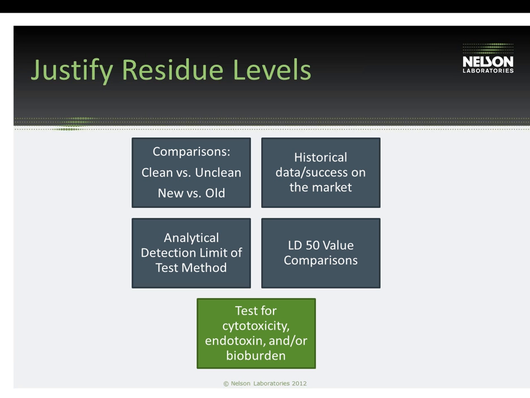Next, as a tool to help justify the residue levels, we often see people use LD50 value comparisons. Again, with that list of potential contaminants, they maybe take their worst case or lowest LD50 value, LD50 meaning the lethal dose to kill 50% of the population with that contaminant. And this data is often found on the MSDS sheet of the contaminant, for example.